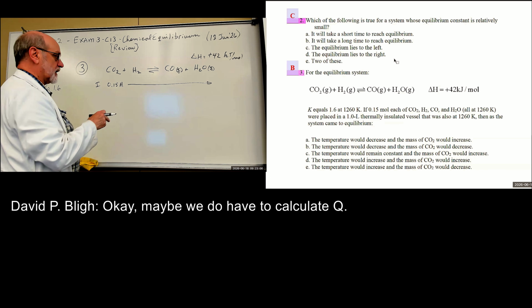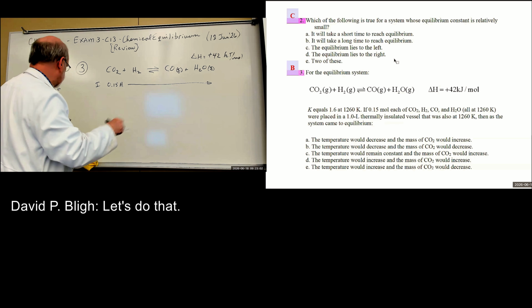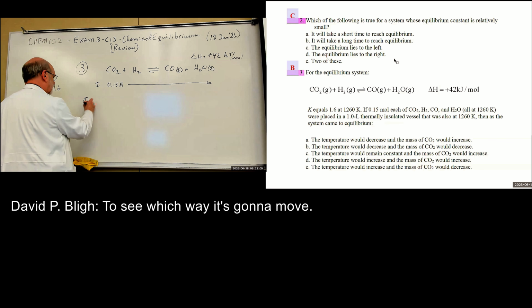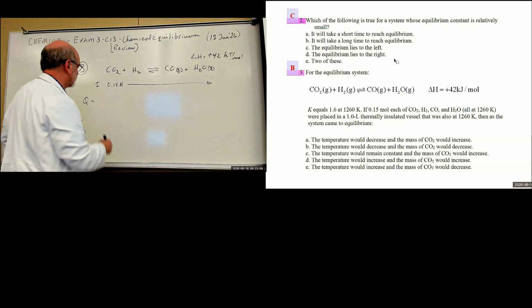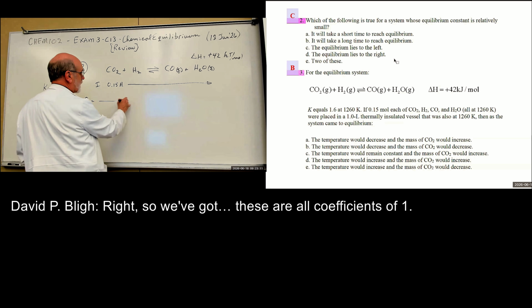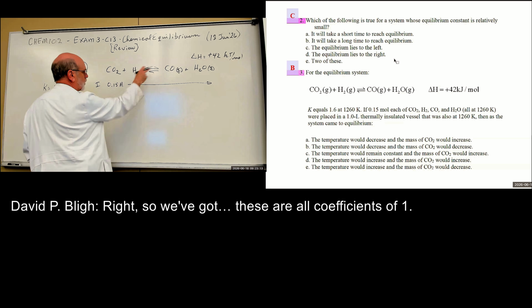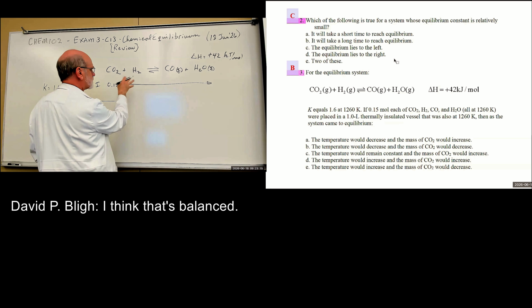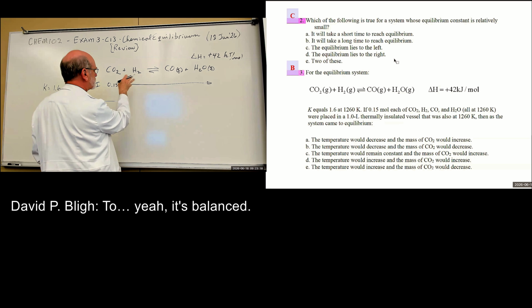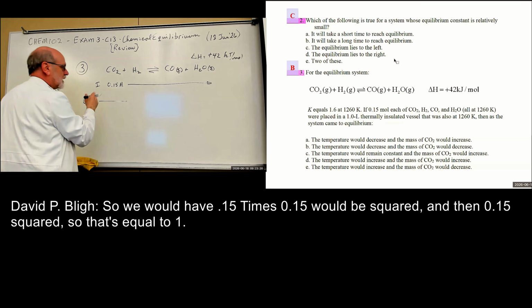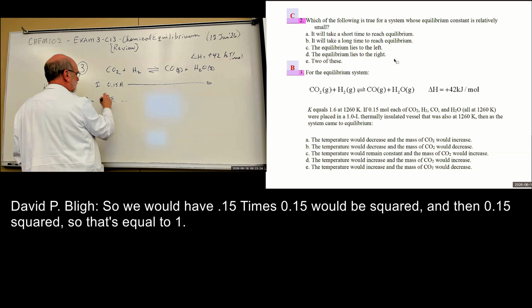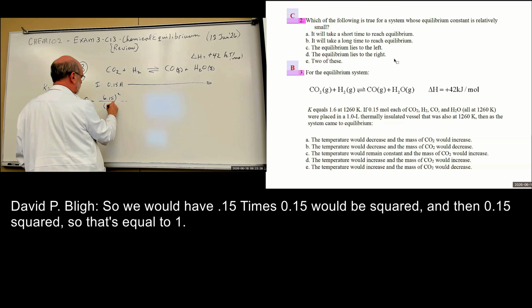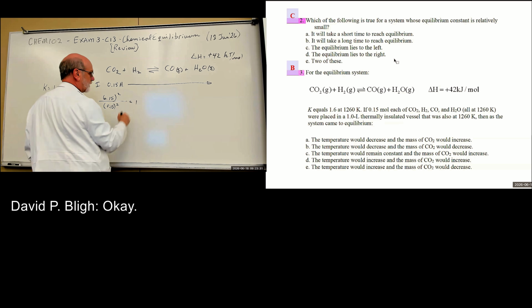okay, maybe we do have to calculate Q. Let's do that. To see which way it's going to move, we need to know what Q is. All right, so these are all coefficients of 1. I think that's balanced. Yeah, it's balanced. So we would have 0.15 times 0.15 squared, and then 0.15 squared. So that's equal to 1.